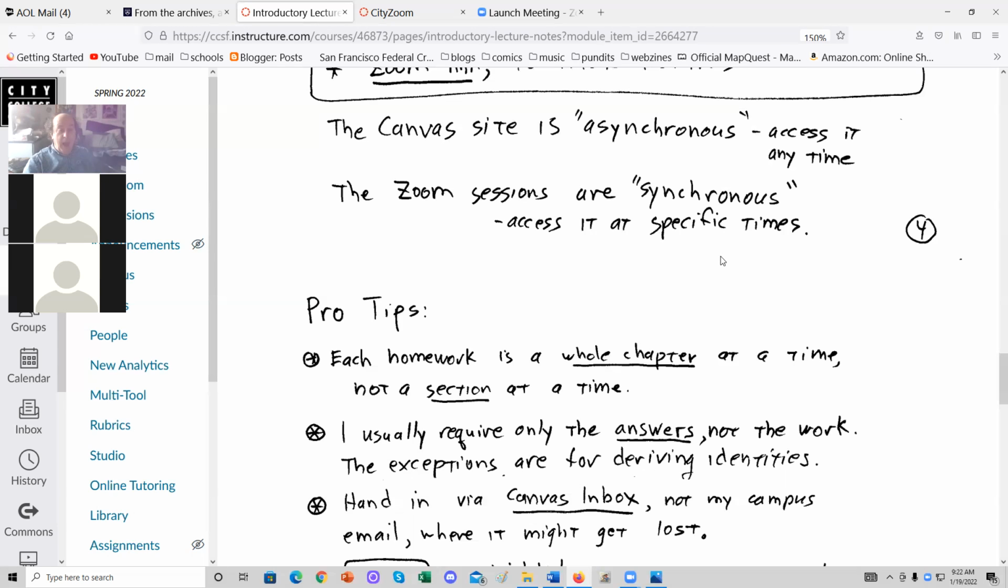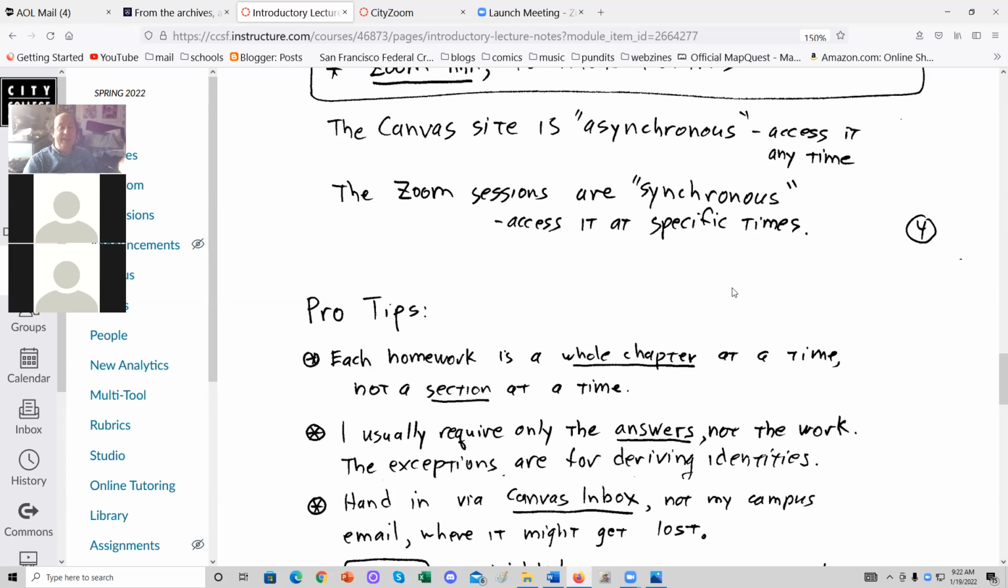Okay. And when I hand back, and when I respond via the inbox, I will also, in general, include not only sections and problems missed, but sections and problems that could be redone. So you get a second chance to do things. Okay. Oh, thank you. You're welcome.